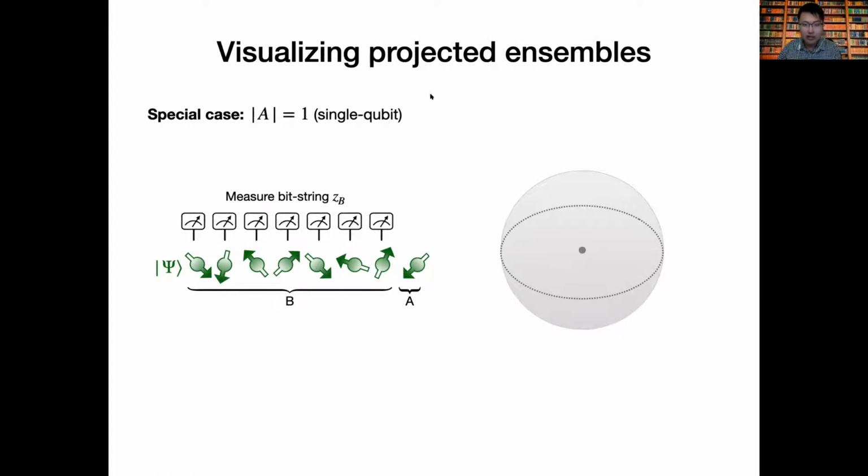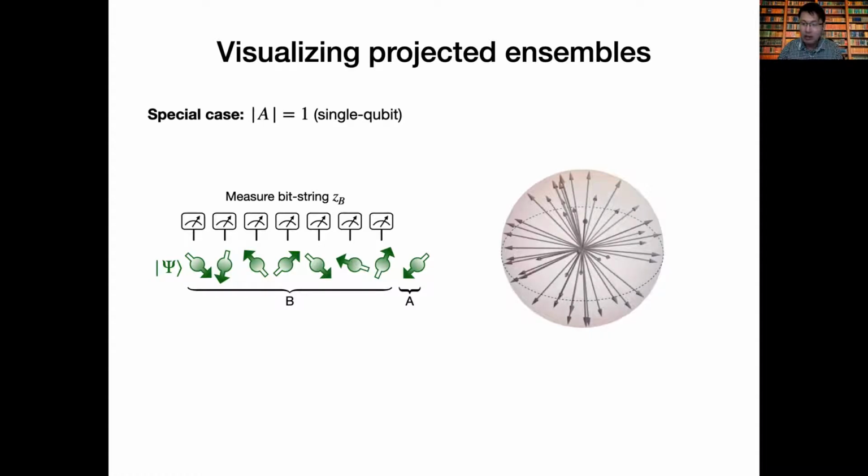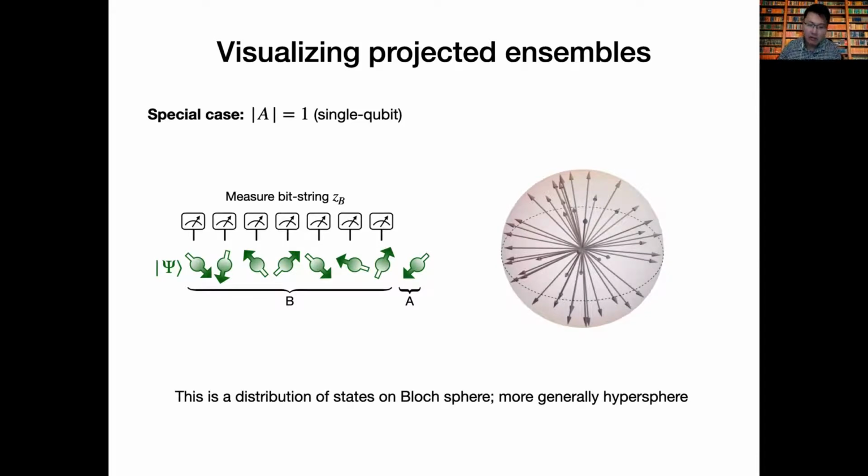So how can we visualize it? For the case of a single qubit, we can easily draw it because a pure state on A is just a vector that points somewhere in the Bloch sphere. So suppose that we measure this bit string ZB on the bath, we might get a state that points somewhere in the Bloch sphere. You get a different state depending on the ZB that we measure. And if we keep repeating the process, we get a collection of states that point somewhere in the Bloch sphere. Here I've drawn for you a cartoon in which the states are all pointing uniformly around the Bloch sphere, roughly speaking, but they don't have to be. They could point somewhere in some direction along the Bloch sphere. But the point is that we can see that this forms a distribution of states on the Bloch sphere.